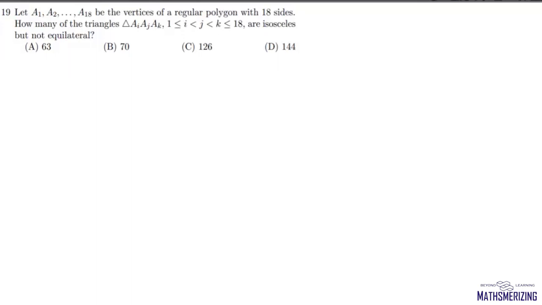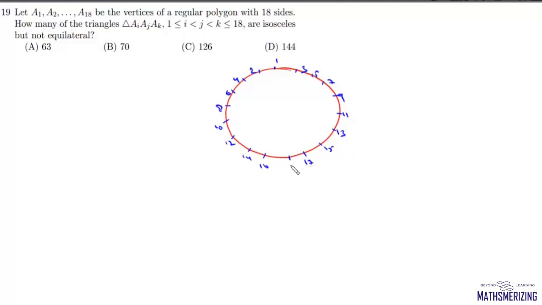Now question number 19 is, let A1, A2, up to A18 be vertices of a regular polygon with 18 sides. Then how many of the triangles are isosceles but not equilateral? Now if we consider the points on a circle, then this is say 1, 2, 3, 4, 5, 6, 7, 8, 9, 10, 11, 12, 13, 14, 15, 16, 17 and 18. Now we need to find how many triangles are possible which are isosceles but not equilateral.